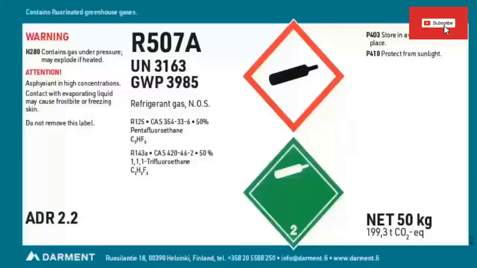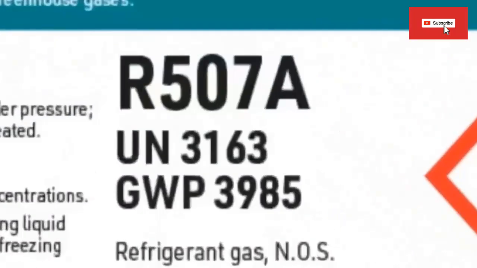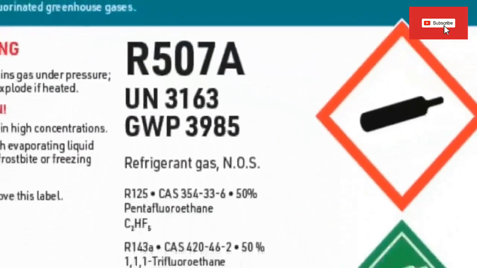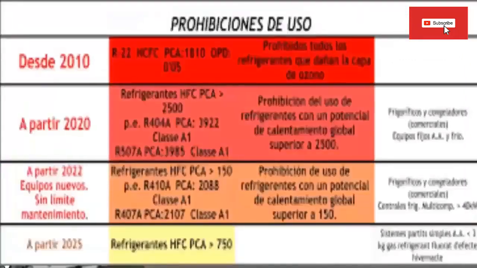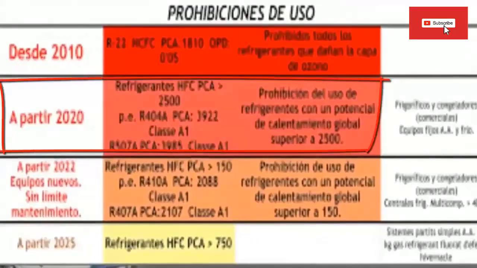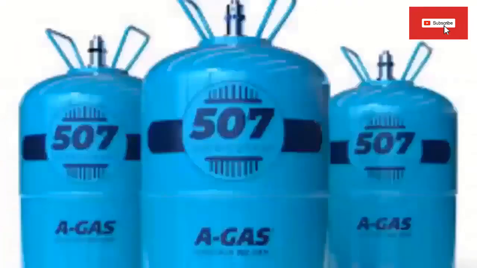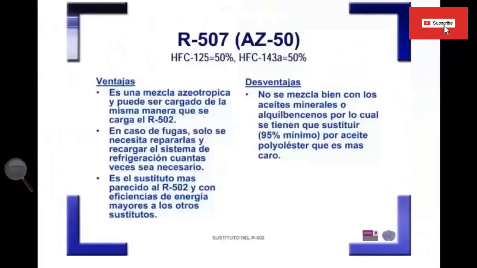R507 has a global warming potential GWP of 3,985 and actually this is the main disadvantage of R507 against environmental restrictions. The use of R507 is now prohibited in new equipment and restricted in legacy equipment. Recovered R507 is still allowed through 2030 for service equipment already running on R507A.